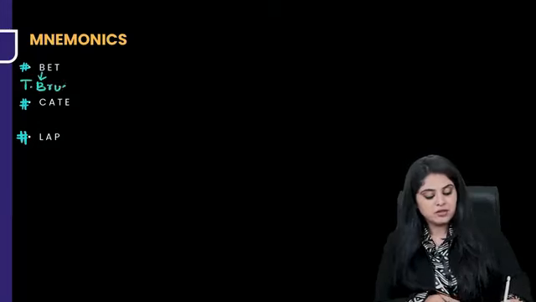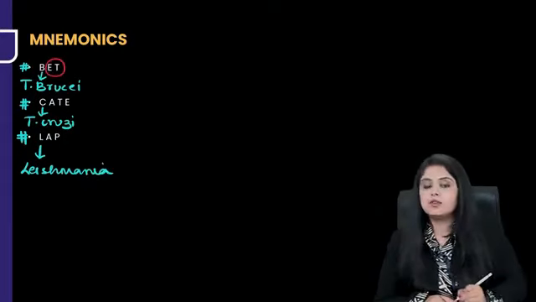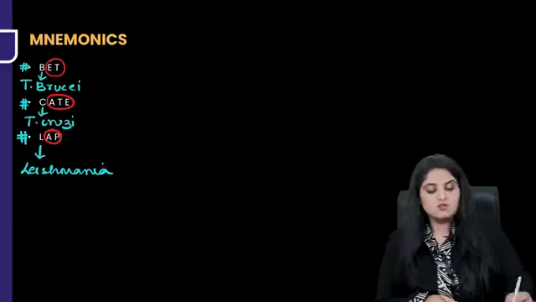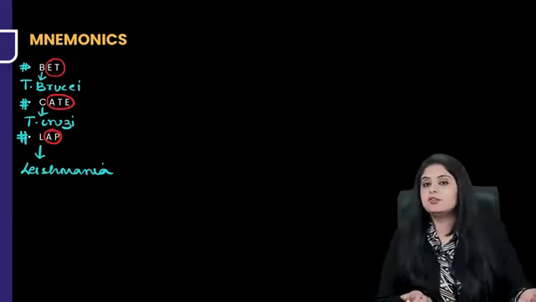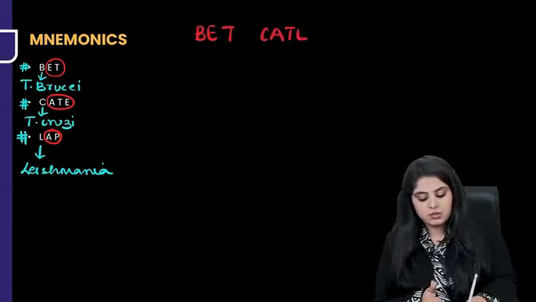B stands for Trypanosoma brucei, C stands for Trypanosoma cruzi, and L stands for Leishmania. And now the forms are in front of you. Bet means brucei has epimastigote and trypomastigote. Cat: amastigote, trypomastigote, epimastigote in cruzi. And lap: Leishmania has amastigote and promastigote. So simple. Bet that you cannot keep the cat on the lap.